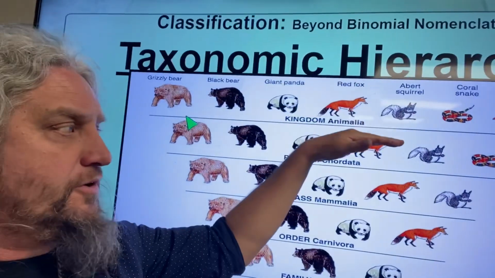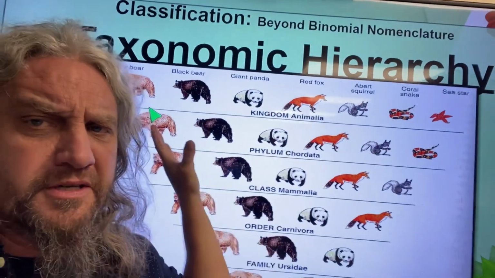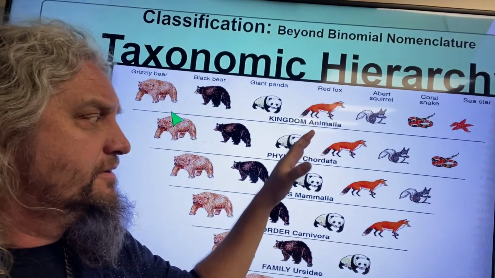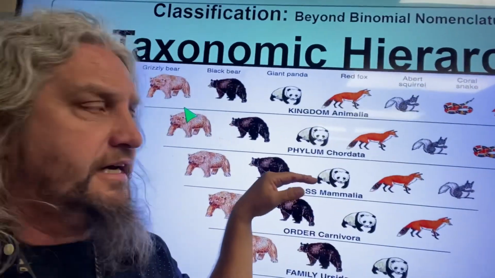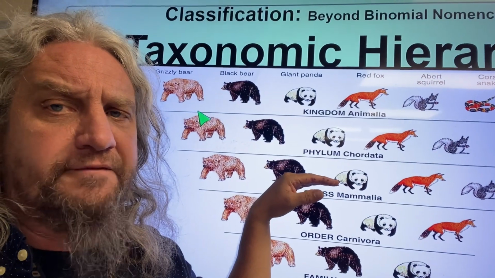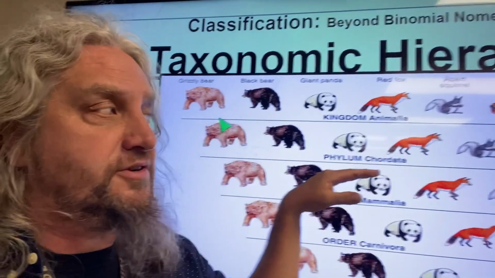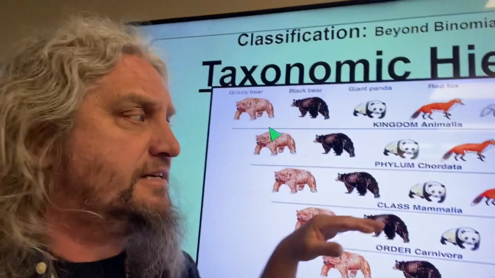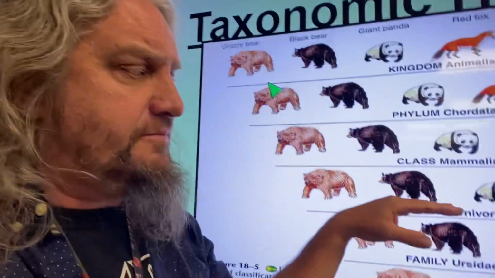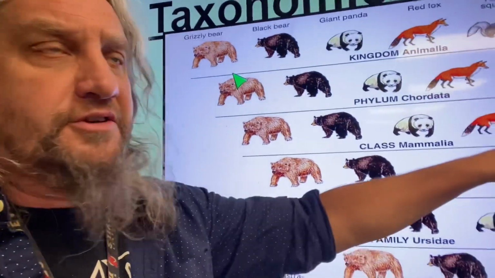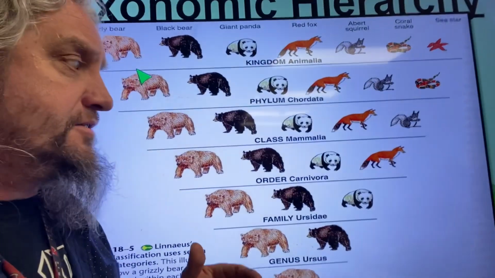When you move to the chordates, you eliminate sea stars because they don't have nervous systems and spinal cords. When you move out of phylum into class, snakes are in a different class. They're in a class of reptiles, not in the class of mammals. When you move out of the class of mammals into the order Carnivora, you lose the squirrels, because squirrels are in a different order. They're in an order of rodents, right?